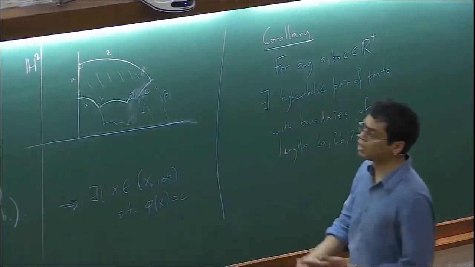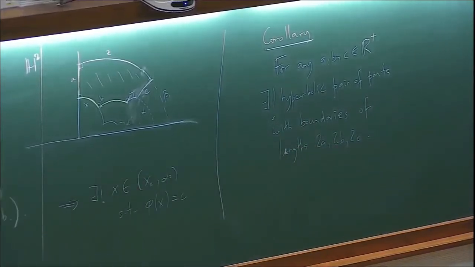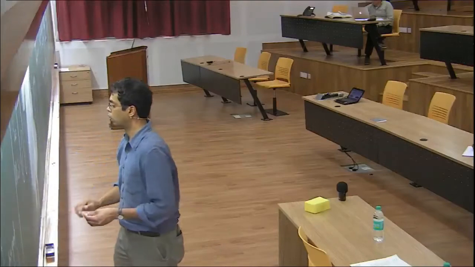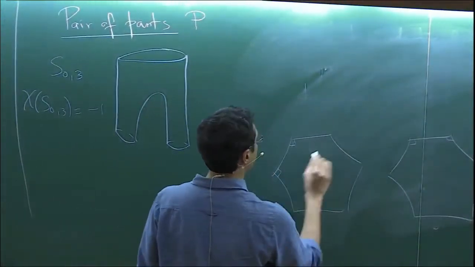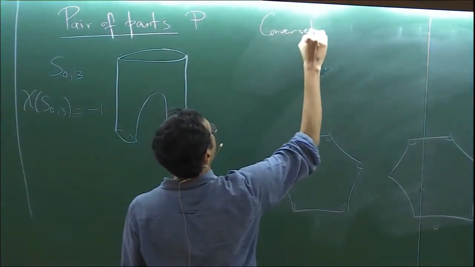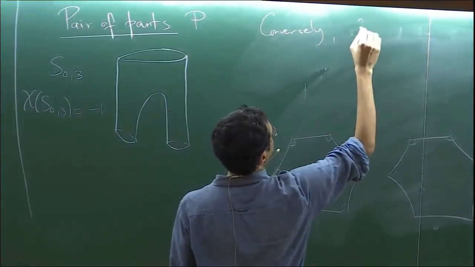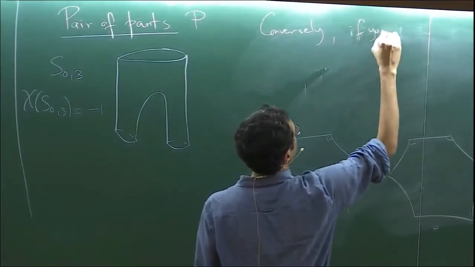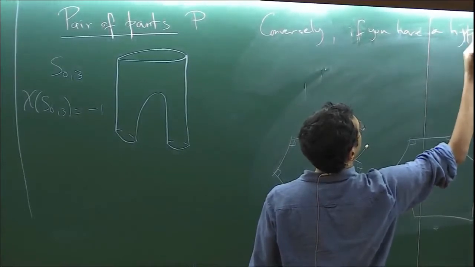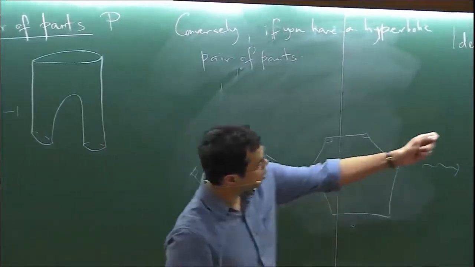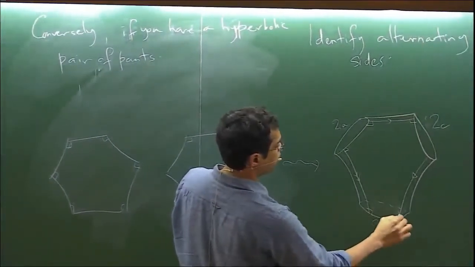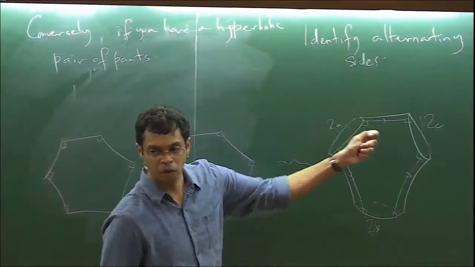So this is how you can construct any hyperbolic pair of pants, because given a hyperbolic pair of pants, so let me just say conversely, let me just quickly draw the hexagons again. So conversely, if you start with a hyperbolic pair of pants, how do you get two hexagons? Well, you can cut along the shortest arcs between the boundary components. That's always going to be a geodesic arc that's perpendicular to those geodesic boundaries. So you can cut along them.